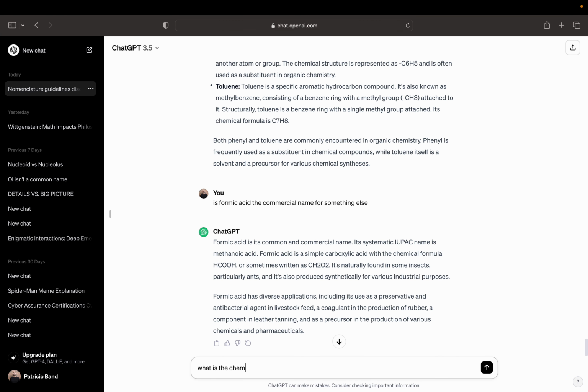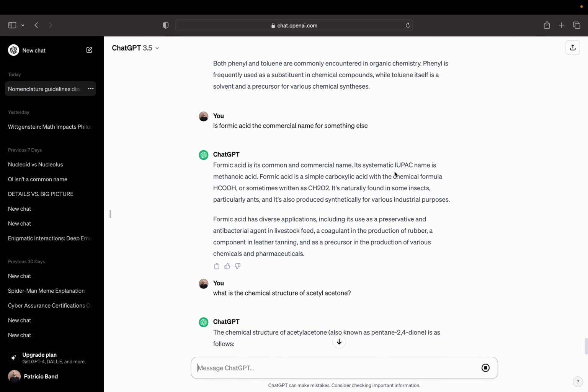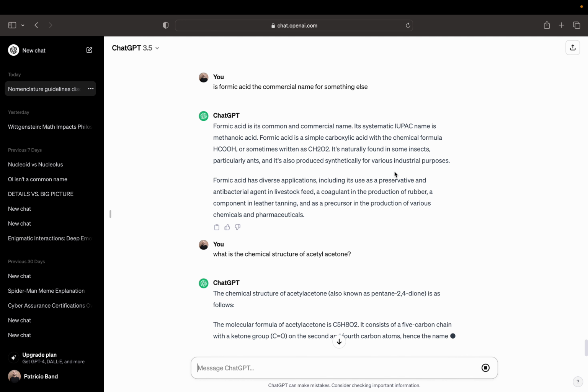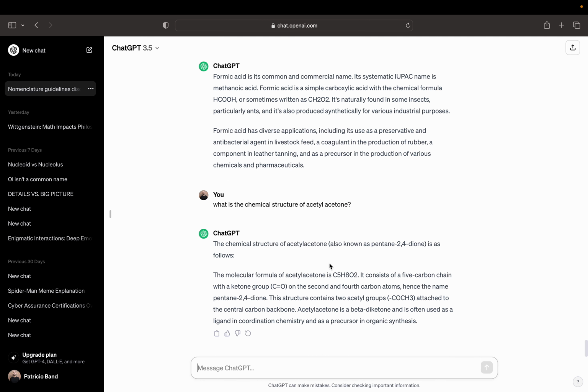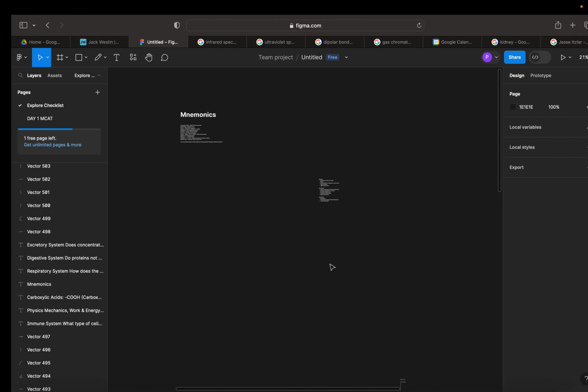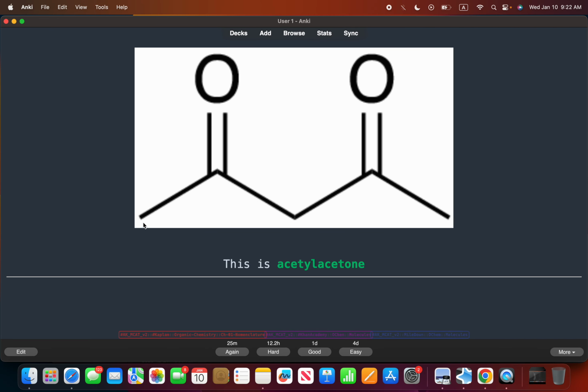What is the chemical structure of acetone? (2,4-dione), pentane, 2,4-dione. So it's pentane, 2,4-dione.